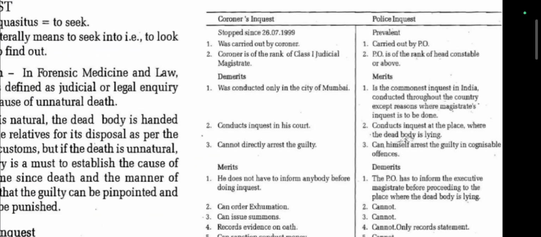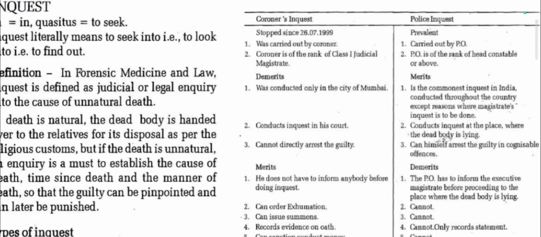Remember, you have to write 12 points, or actually more than 12 points, regarding demerits and merits in case of differentiating coroner's inquest and police inquest. So this was all about the inquest.